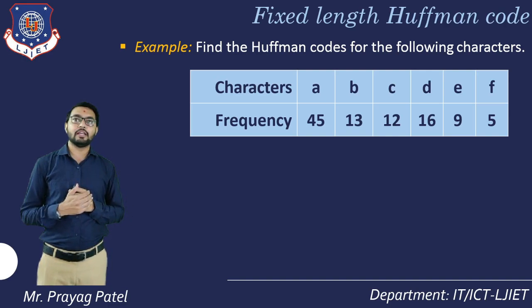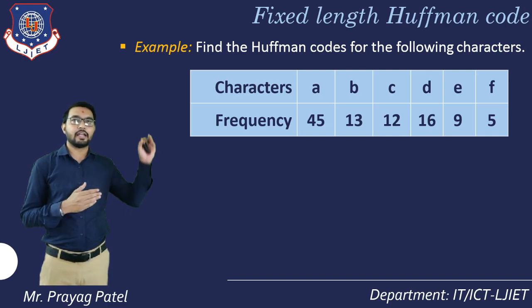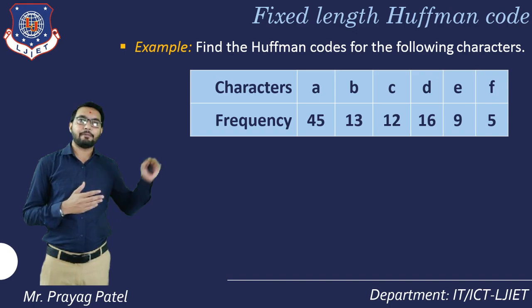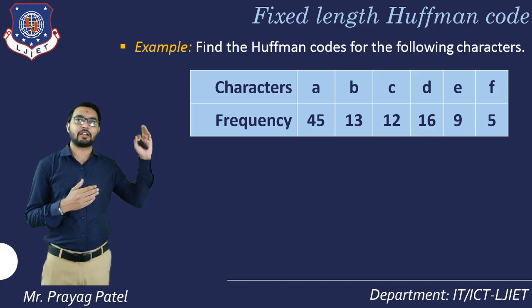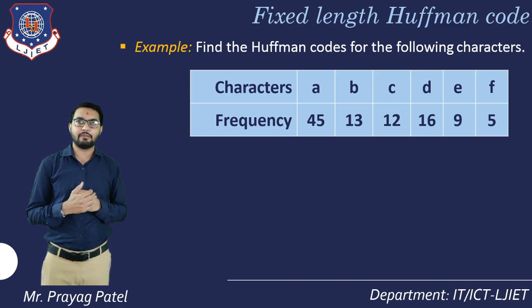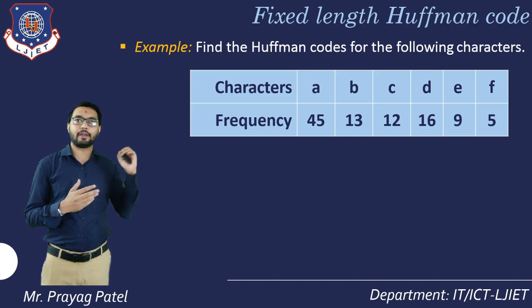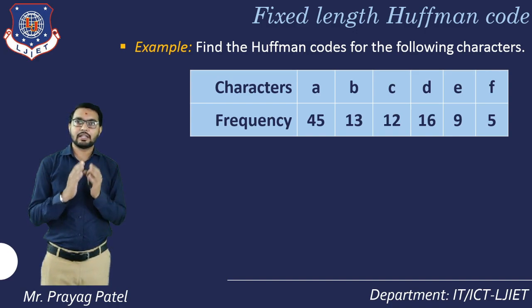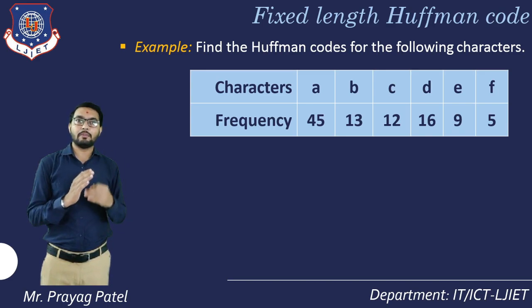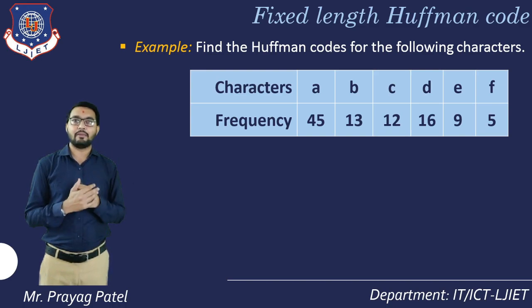For example, find the Huffman codes for the following characters. Here the given characters are A, B, C, D, E and F. And the frequencies are: for first character A, frequency equal to 45, second character B, frequency equal to 13, third character C, frequency equal to 12, D frequency equal to 16, E frequency equal to 9 and F frequency equal to 5. So here the given data is in the form of frequency. Here frequency of A equal to 45 means in the given string the character A is repeated 45 times. B 13 means the B character is repeated 13 times, like this.